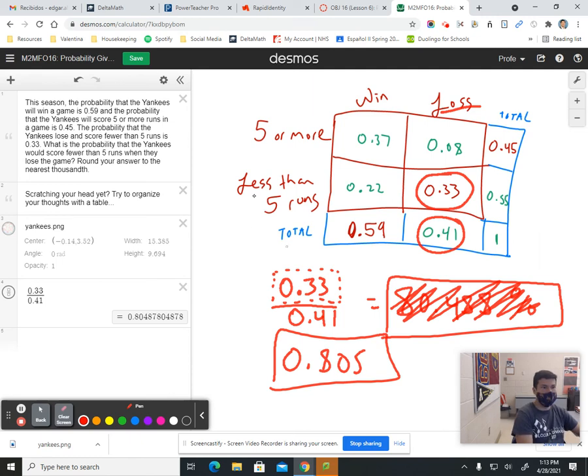Again, this is an example of conditional probability because it says the probability that they score fewer than 5 when, red flag, given, when they lose the game. So this must only be tallied up in the loss column.